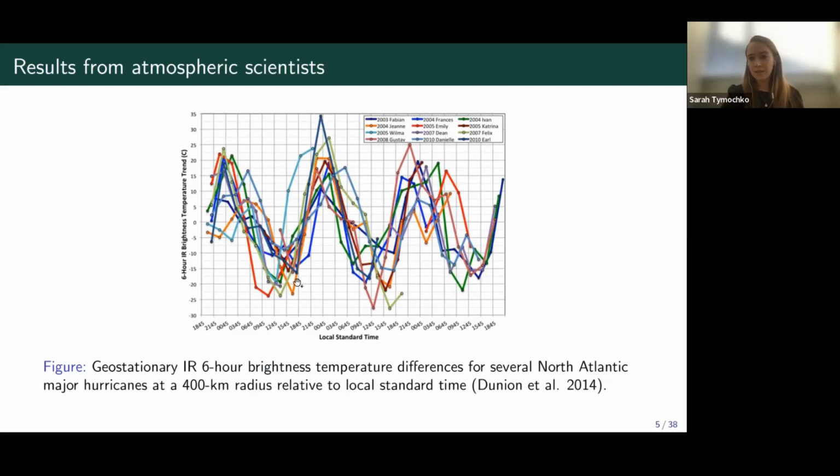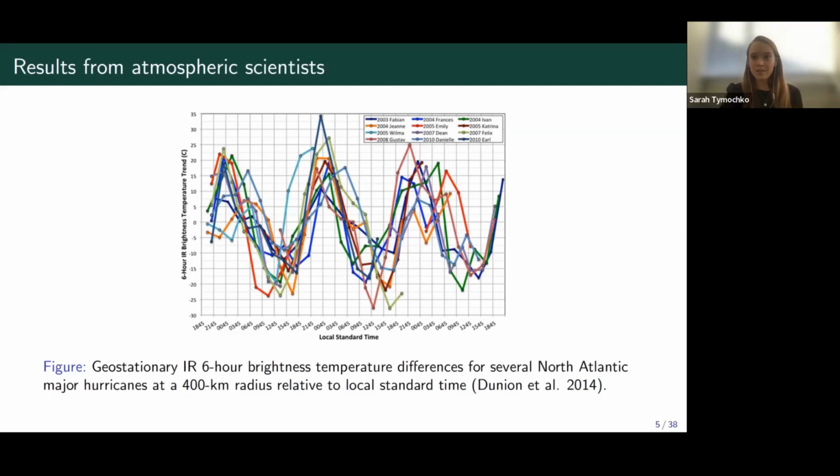When it's low, it's not. So we are seeing that over time the cycle is in the chosen ring and then it moves out of it. And then the next day it moves back in and so on. And so they do detect this in a lot of these major hurricanes.